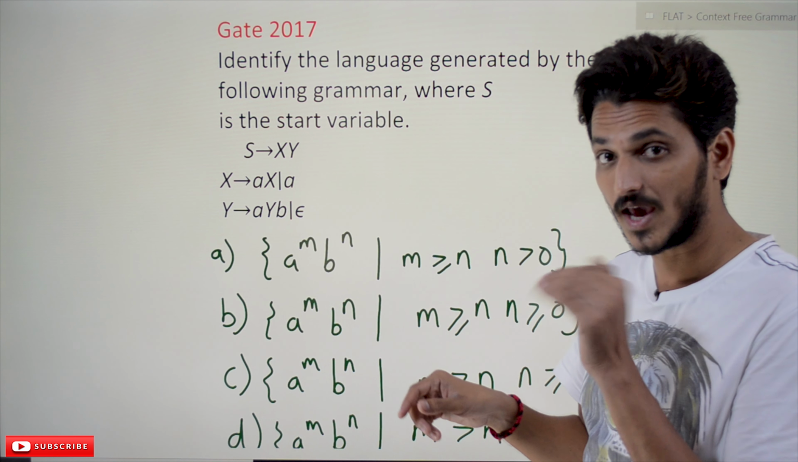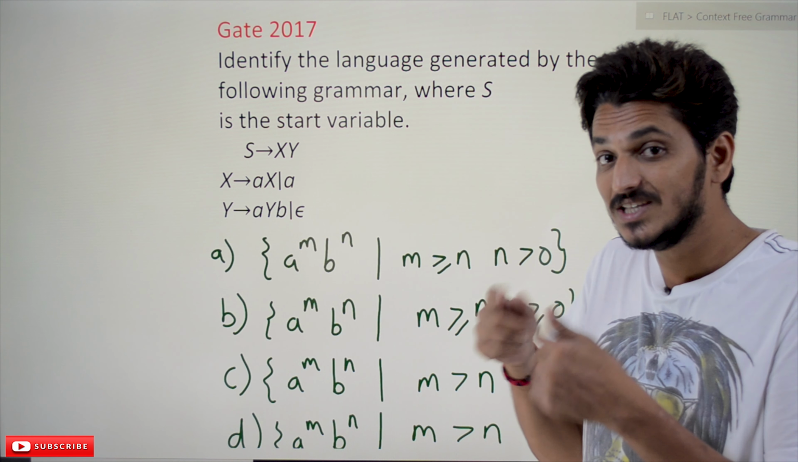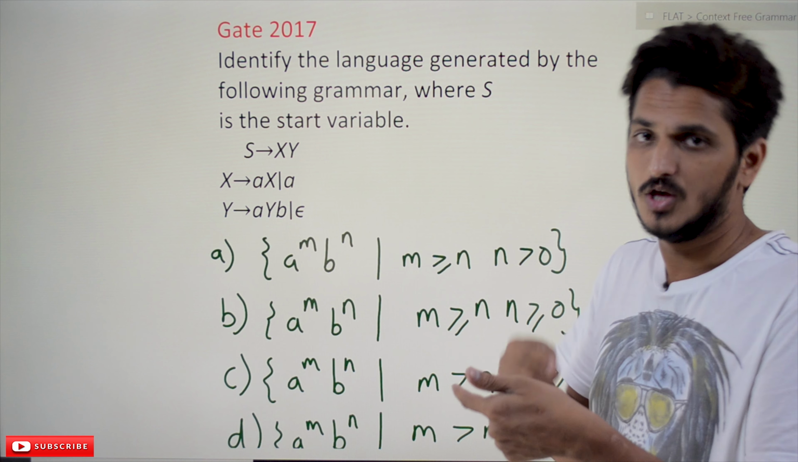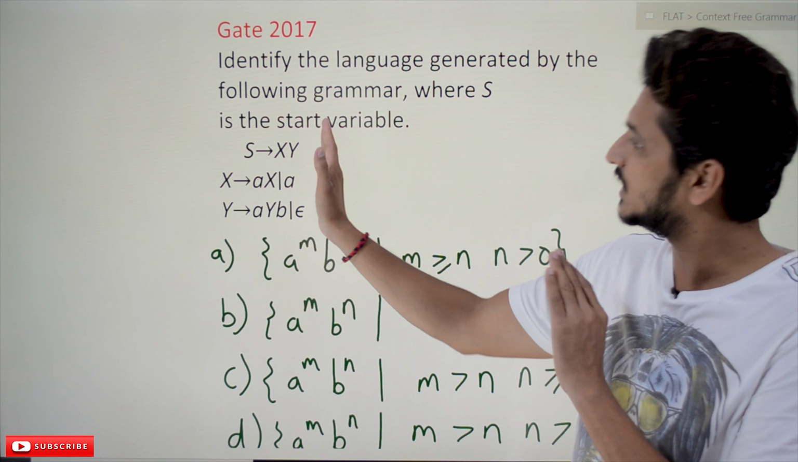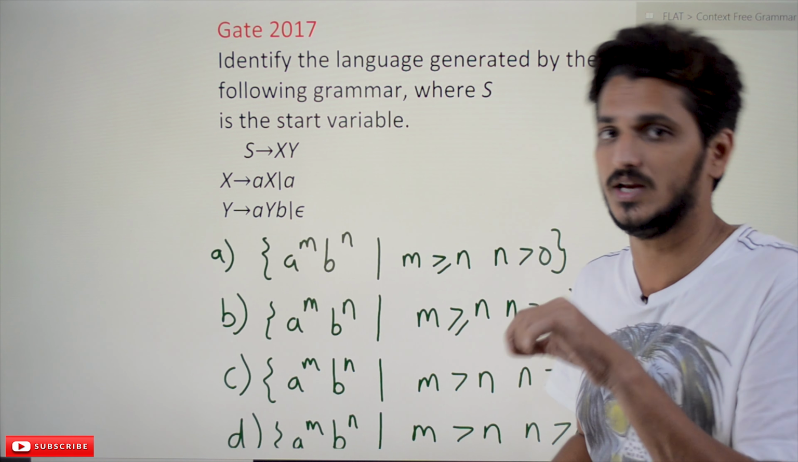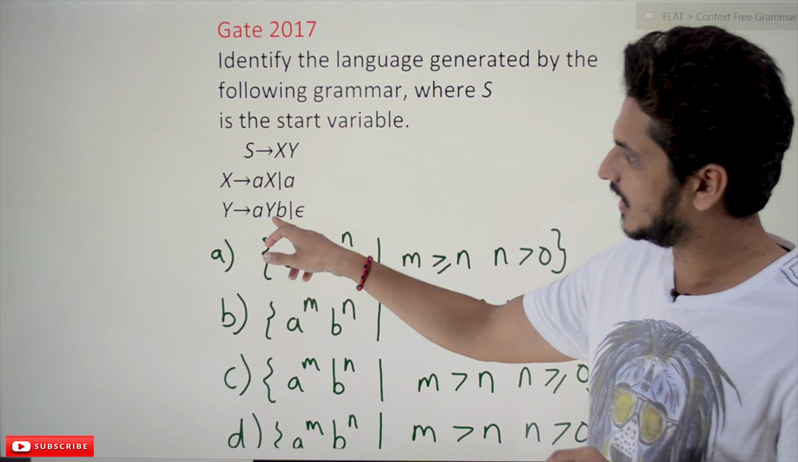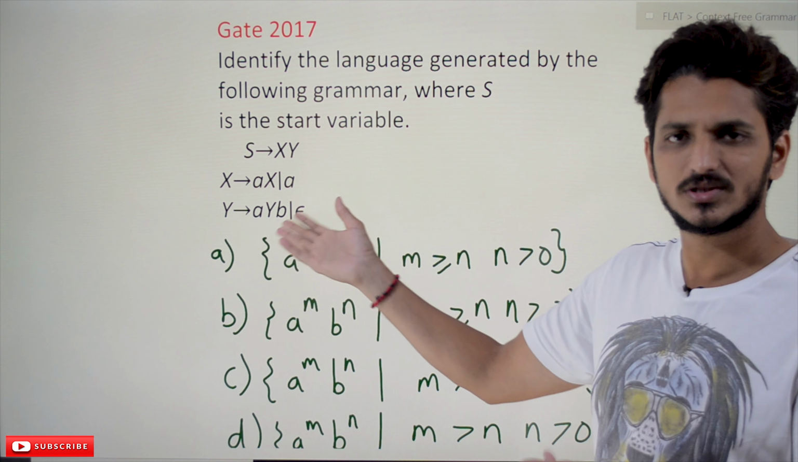We have to stop x using a, means at least one a should be there. You can repeat any number of a's, means at least one a. So x is, we can stop x using at least one a. After that y, which is aYb. What's the meaning of this?